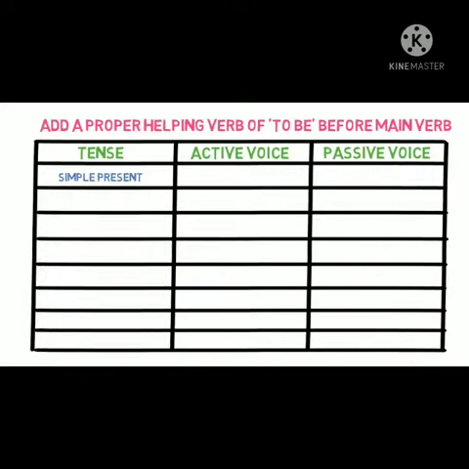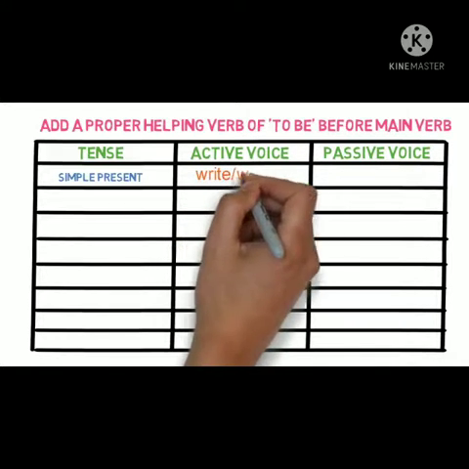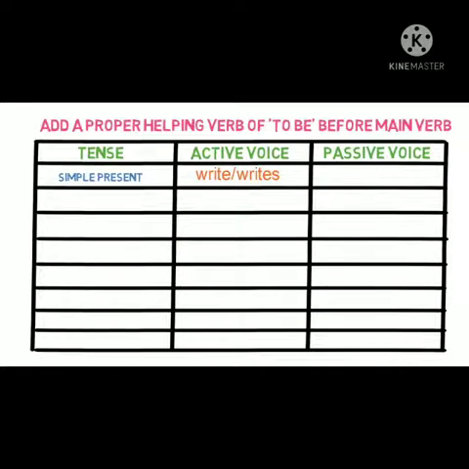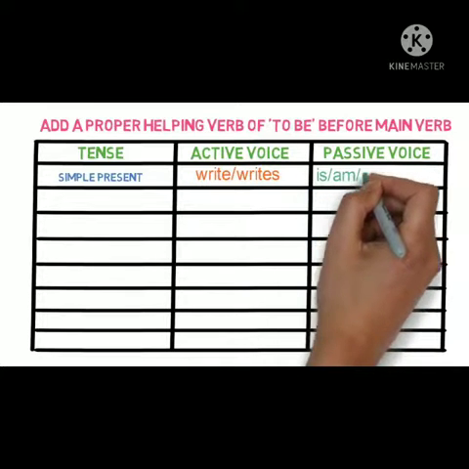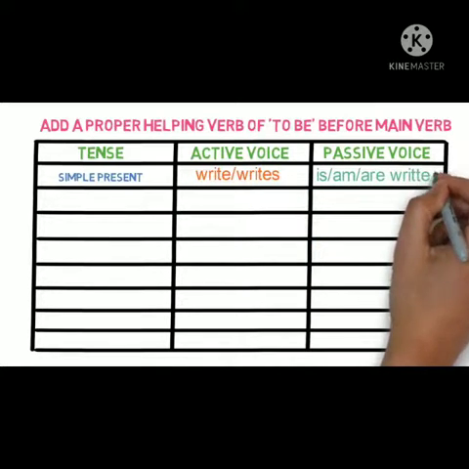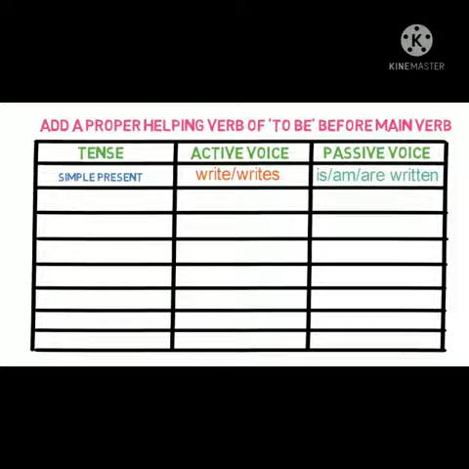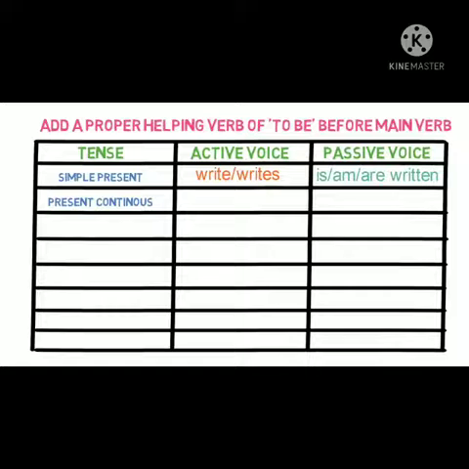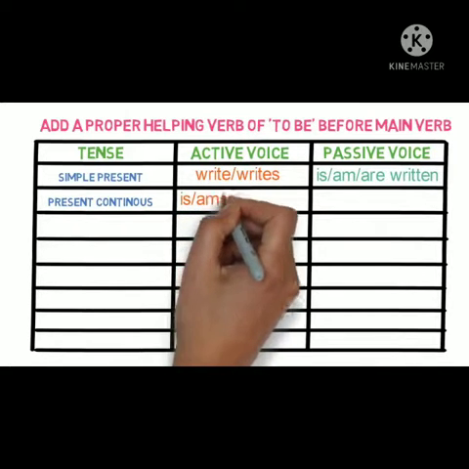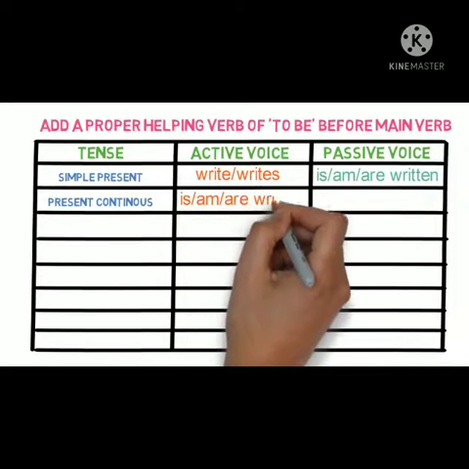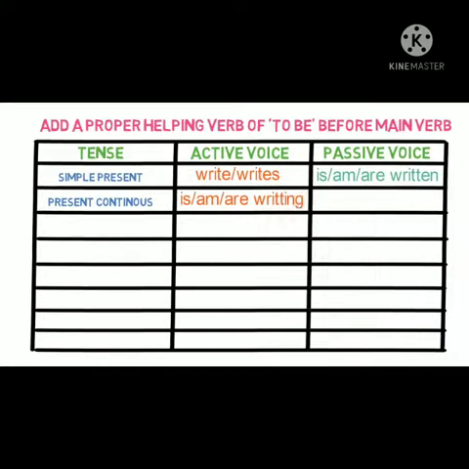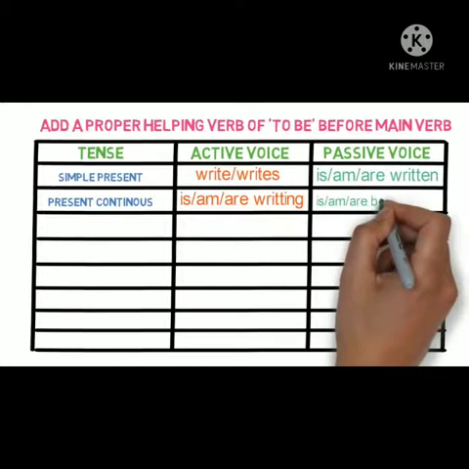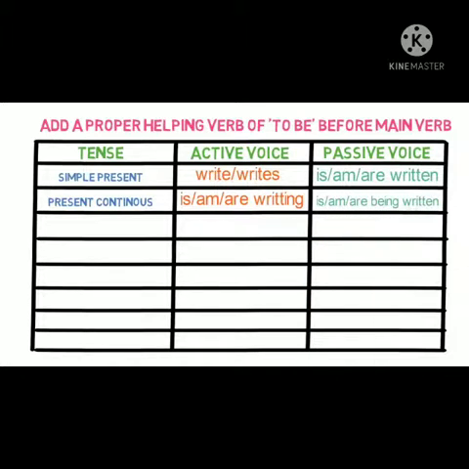Simple present. Here in active voice we have verb's first form, write or writes, while in passive voice we add is or am or are depending on whether the object is singular or plural, and written. For present continuous in active voice we have is or am or are depending on subject is singular or plural and writing, while in passive voice we add being helping verb with is, am or are, and written as a verb.